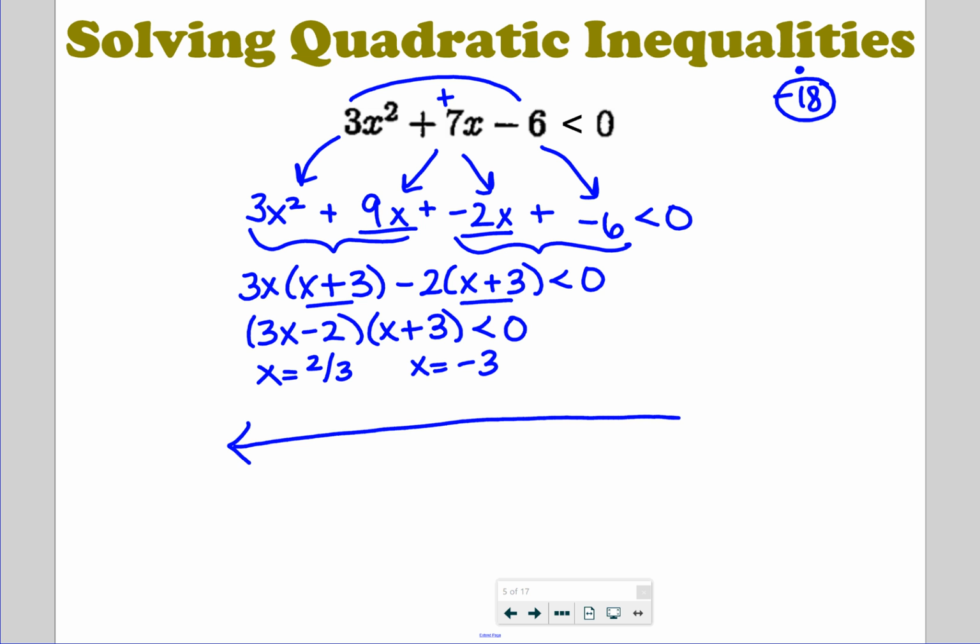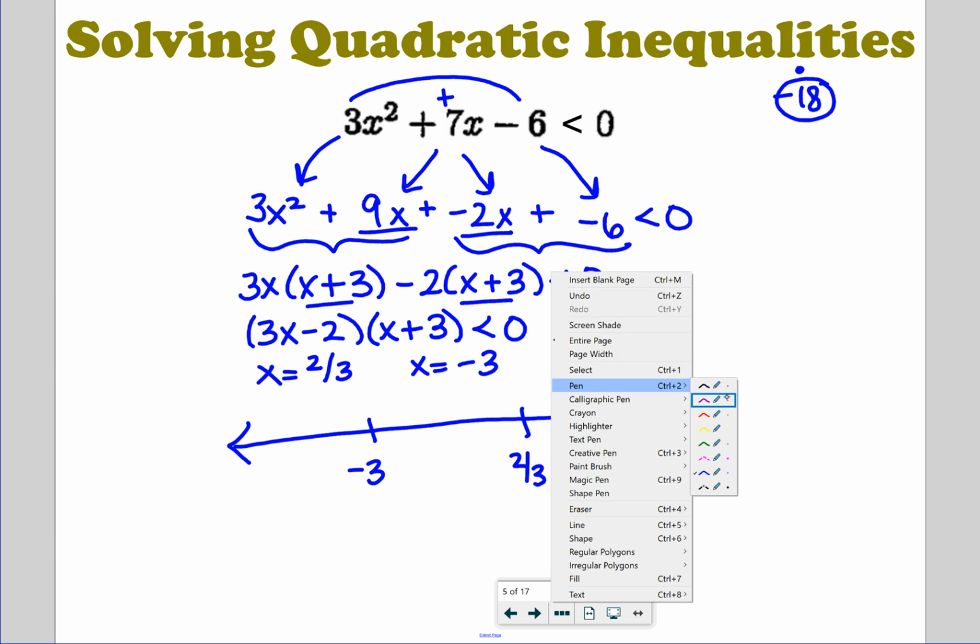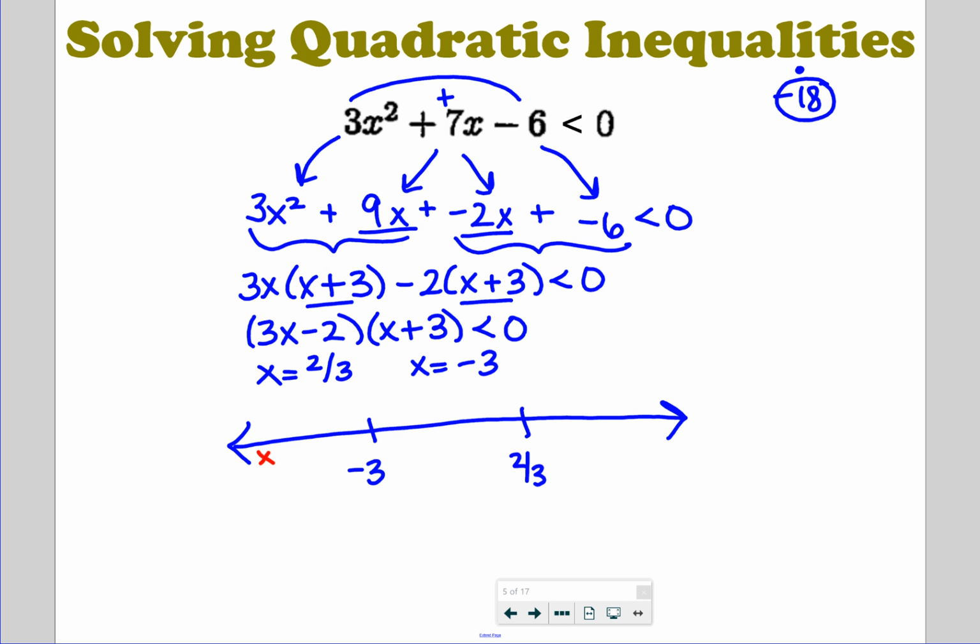Those now, instead of final answers, are breaking points on our number line. -3 and 2/3. We're going to pick test points in each group of numbers. So I'll pick like -4 here. 0 is always an easy one. 1's always pretty easy as well.